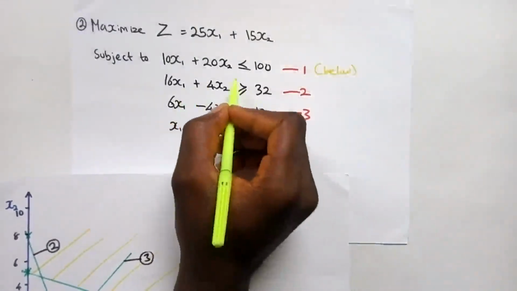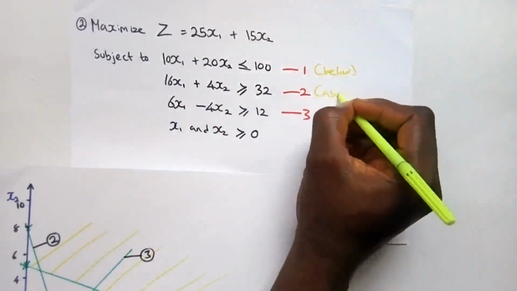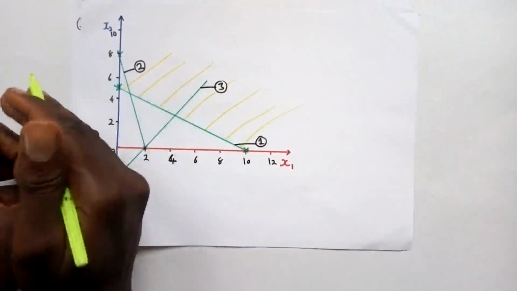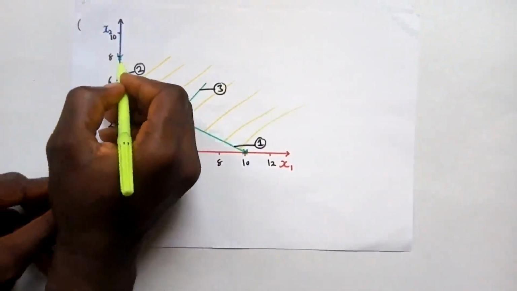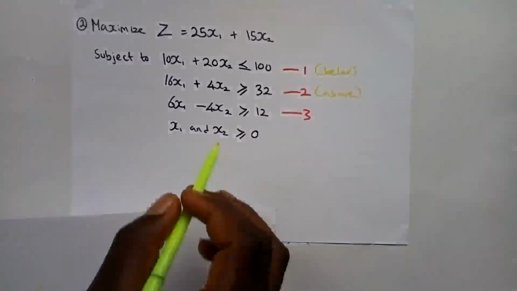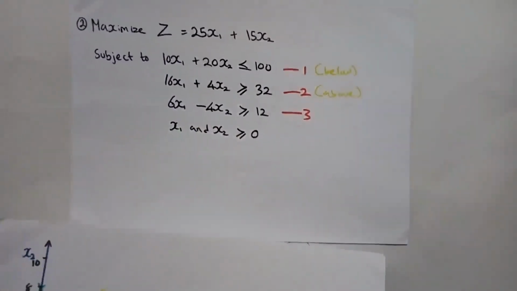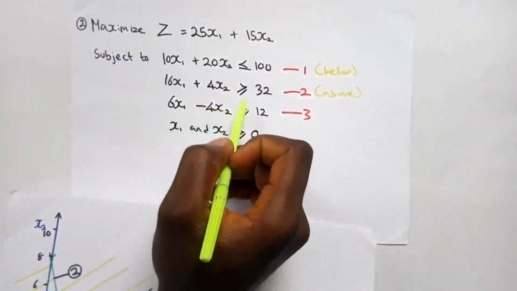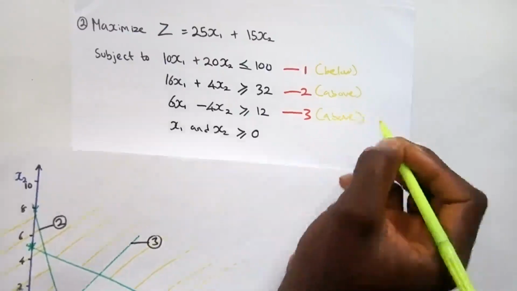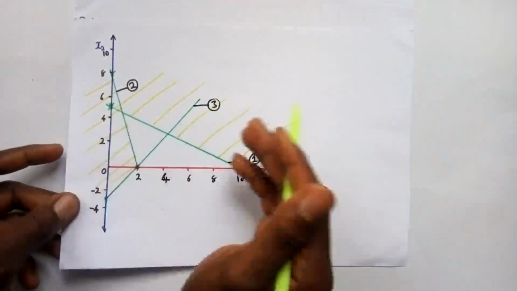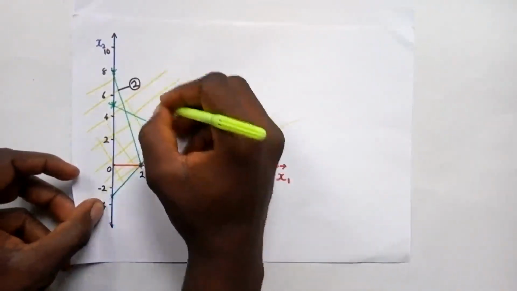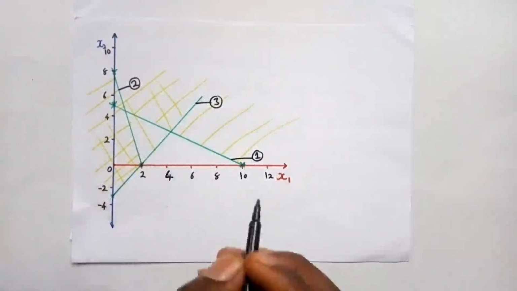From the second constraint is greater. If it's greater, it means that above is the feasible region, that is, below the line is not the feasible region. Look at the second line here. So below the second line is not the feasible region. And look at the third line. 6S1 minus 4S2 is greater or equal to 12. Is greater, it means that the feasible region is above, means that below is not the feasible region. Therefore, here is not the feasible region. Therefore, look at the feasible region here.